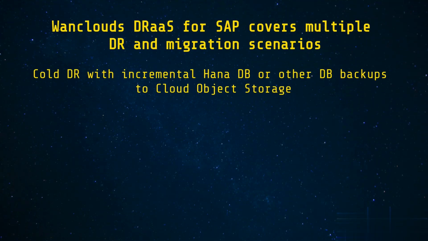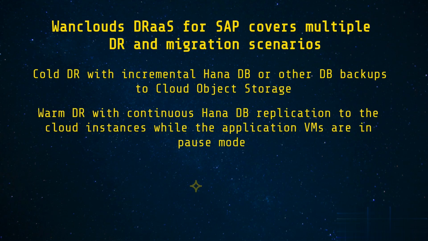OneCloud's Disaster Recovery as a Service for SAP covers multiple disaster recovery and migration scenarios. It can be used to set up cold disaster recovery with incremental HANA database or other database backups to cloud object storage, or set up warm disaster recovery with continuous HANA database replication to the cloud instances while the application virtual machines are in pause mode. In disaster situations, on-demand rapid restore can be enabled, thus minimizing downtime and operational disruptions while saving on cloud spending. The other scenario is to have an active approach with cloud, if desired, however that will involve additional cloud costs.